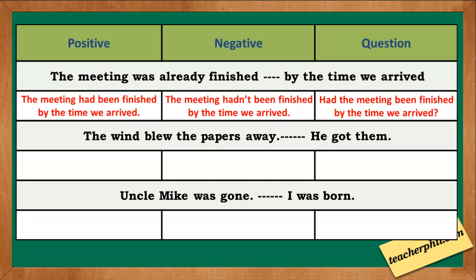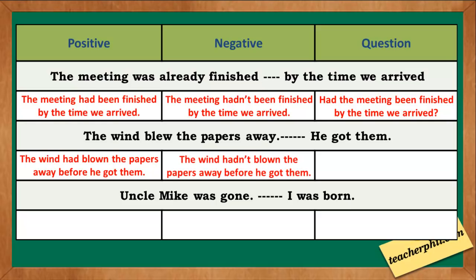Next, the wind blew the papers away, and he got them. The correct positive statement is, the wind had blown the papers away before he got them. The negative statement is, the wind hadn't blown the papers away before he got them. And the question is, had the wind blown the papers away before he got them?